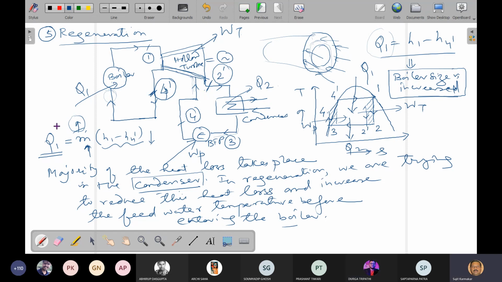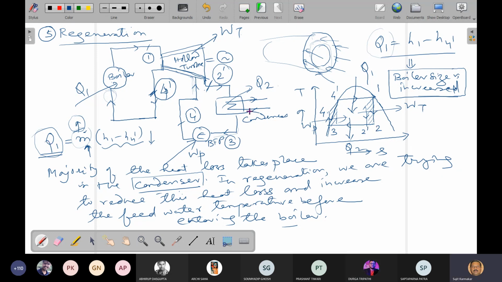Maybe the heat addition to convert the water into steam is reduced per unit kg, but the mass flow rate has to be increased, because if the total quantity of heat is the same, obviously the steam production rate has to be increased. So that's why the boiler size has to be increased. Is it clear or not? Yes, sir. Okay, now one point is clear.